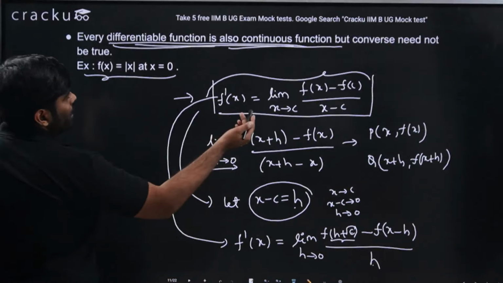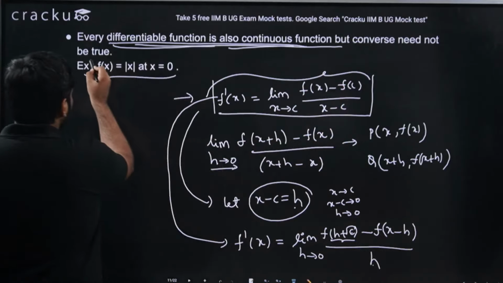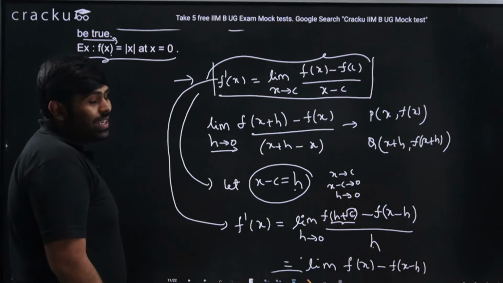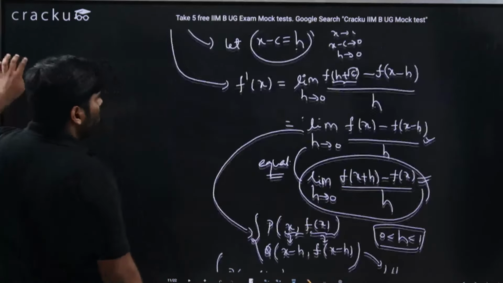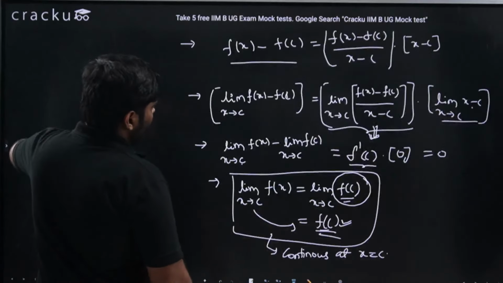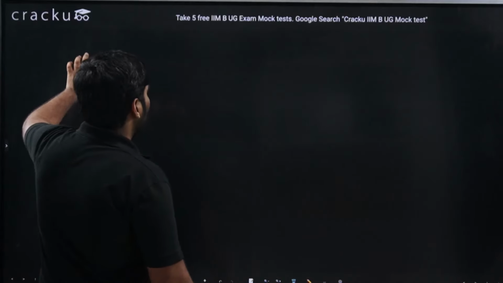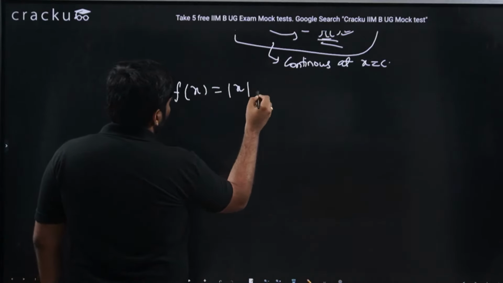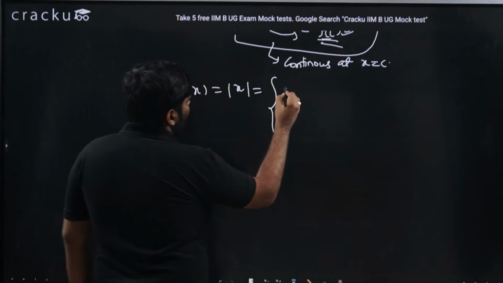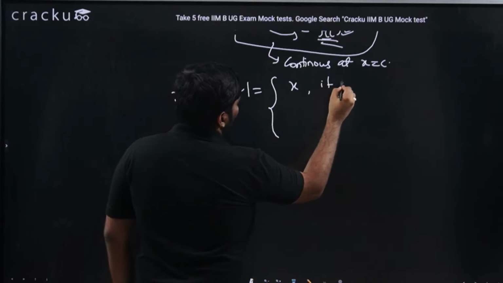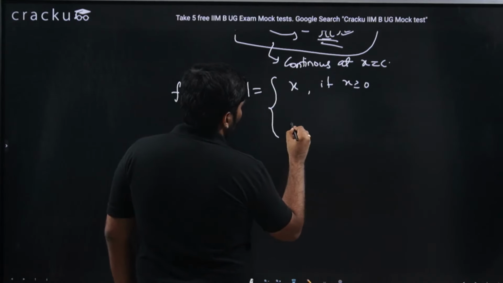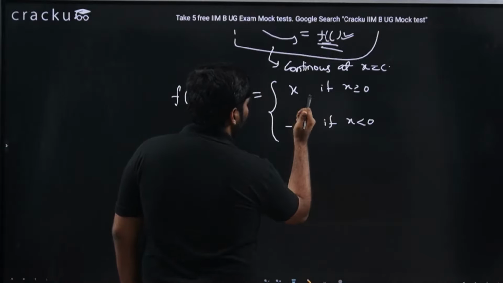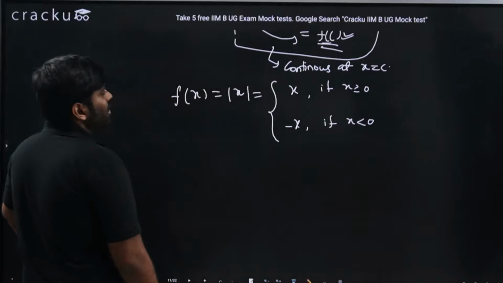What about the other thing? That is, the converse need not be true. We will see why this converse need not be true now, with the example f of x equal to mod x at x equal to 0. Let us do that. See, f of x is equal to mod x, which is nothing but the modulus function: x if x is greater than or equal to 0, minus x if x is less than 0.